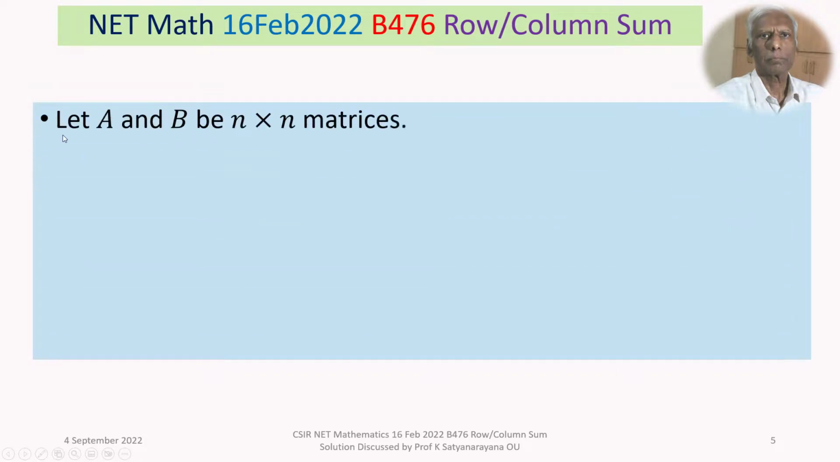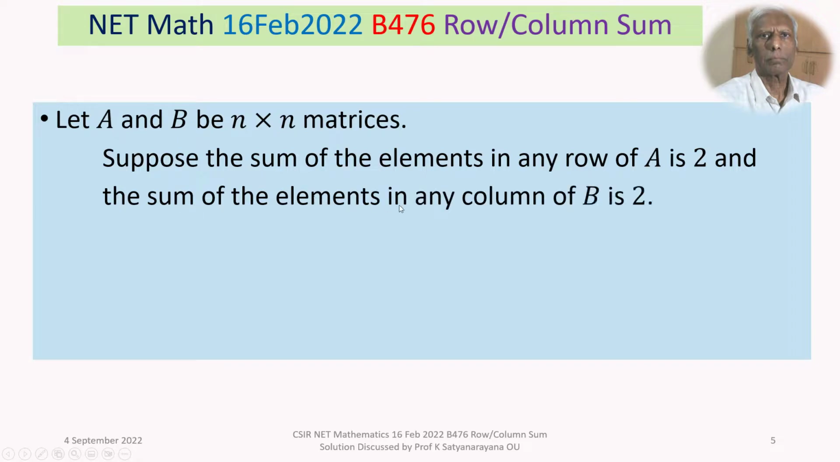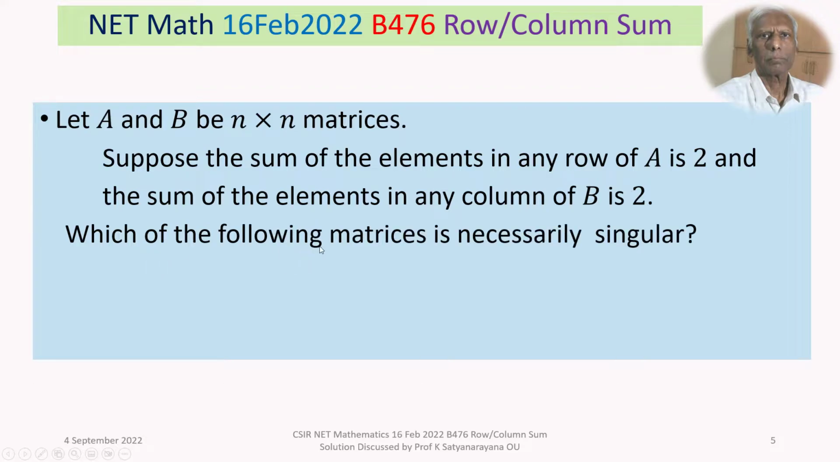The problem is, let A and B be n by n matrices. Suppose the sum of the elements in any row of A is 2 and the sum of the elements in any column of B is 2. Which of the following matrices is necessarily singular? We are given 4 options.